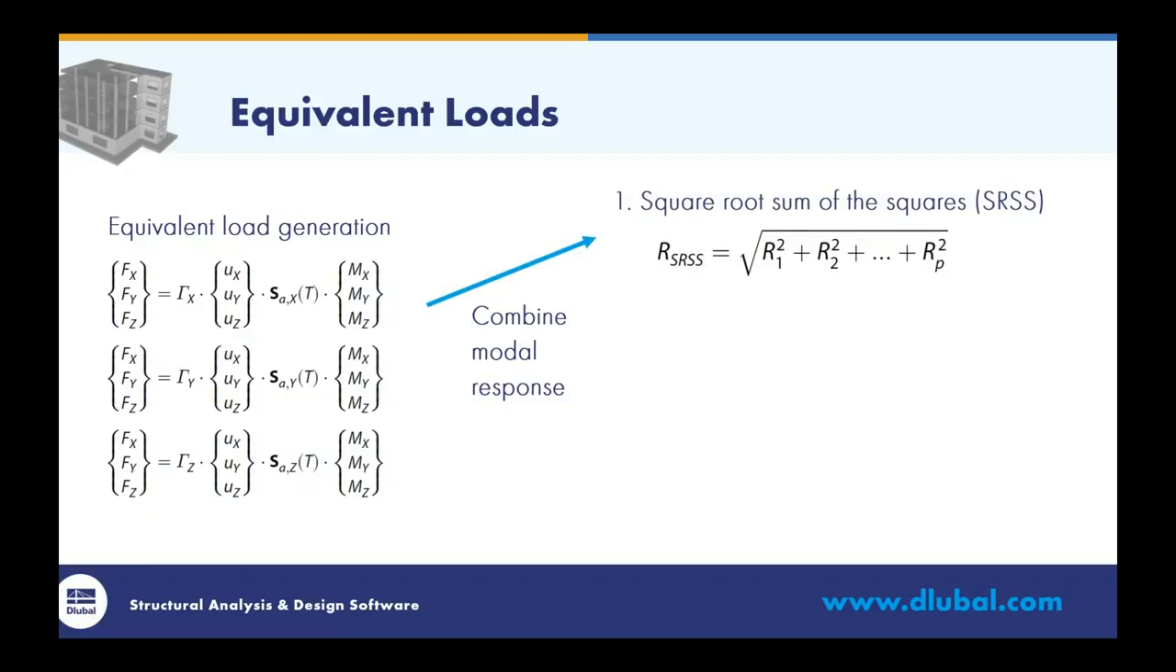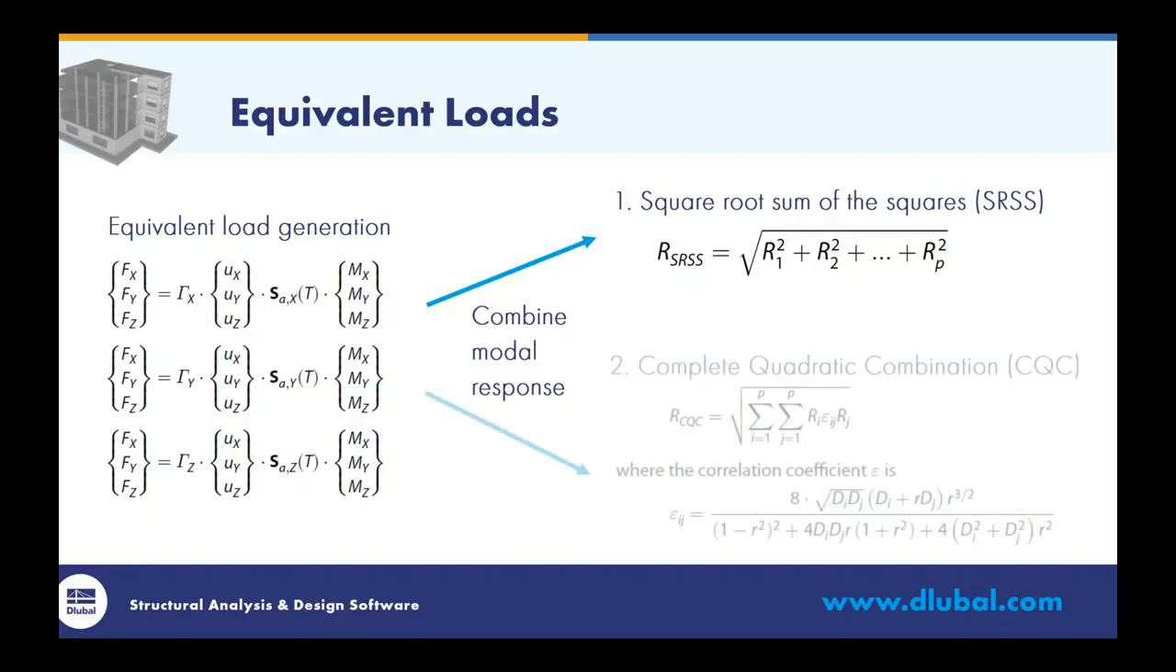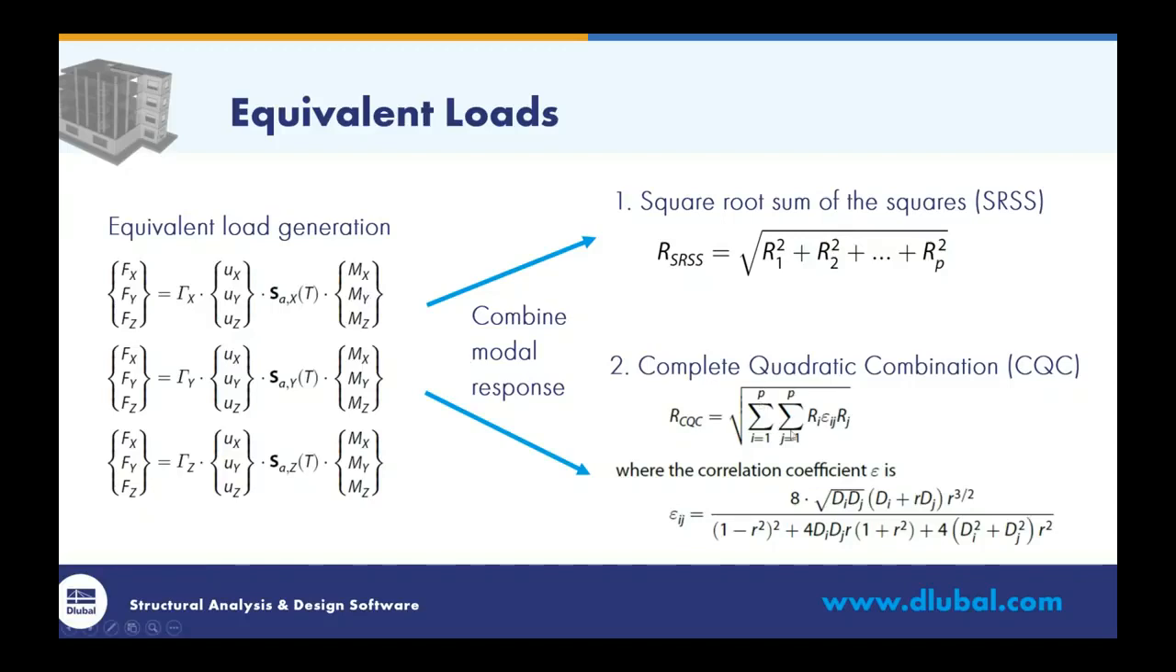The first is the square root sum of the squares. And a fairly simple formula here, you can see we're just going to square each modal response, add them together, and take the square root. The second option that we have is the complete quadratic combination, or the CQC rule. You'll notice that the equation for this is a little bit more complicated, which does include the correlation coefficient epsilon. Now, a huge difference here is that epsilon contains a damping factor. So we see that within this equation shown here. So with the CQC rule, we can consider damping as opposed to the SRSS, which we cannot.